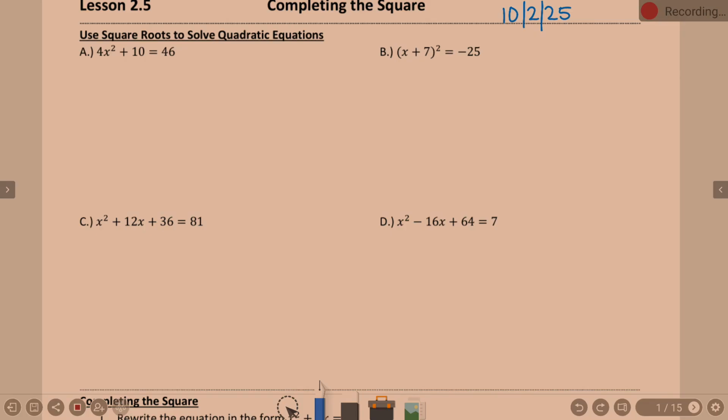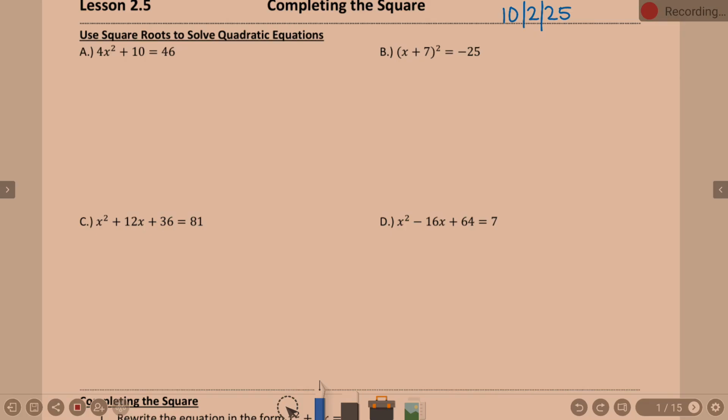Now, before we actually talk about the steps to completing the square, we're going to go over how we can extend on yesterday, how we can use square roots to solve quadratic functions. We've got two different things happening here that we're going to talk about, just trying to set you up for when we complete the square shortly. So with A, 4x squared plus 10 equals 46.